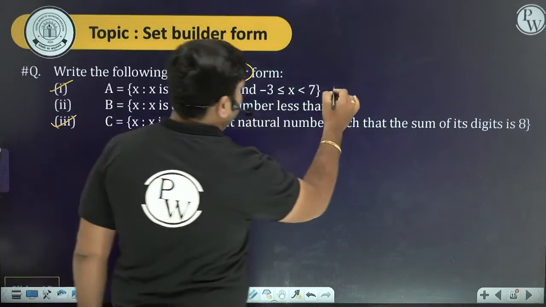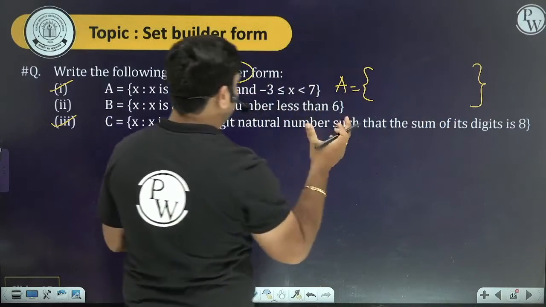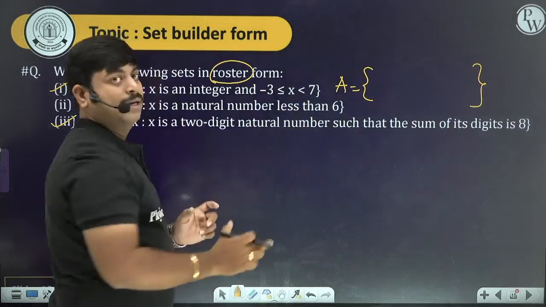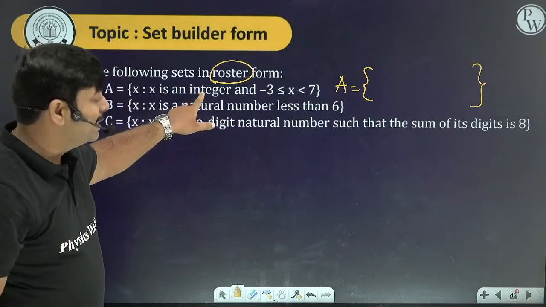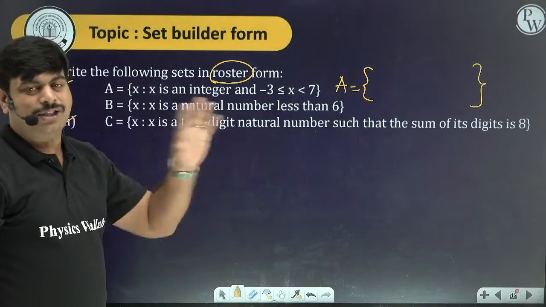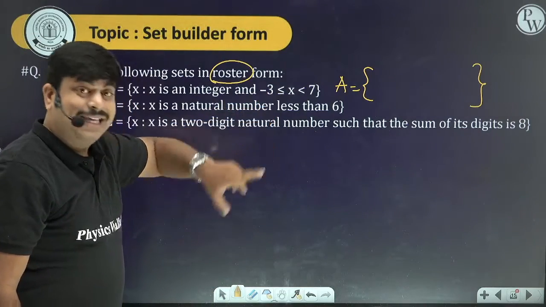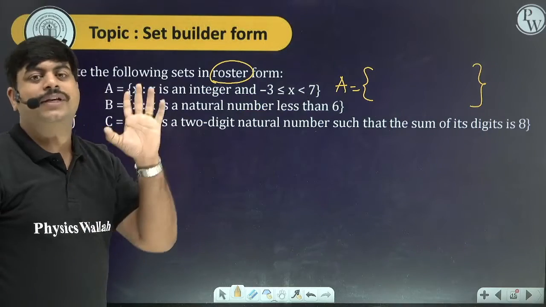So I can write A is equal to, so tell me what are all the elements that I can bring between minus 3 and 7, as well as they are integers. Not whatever numbers you want. Don't take all the rational, irrational, no, integers. So it starts with minus 3. Can I include minus 3? Yes, we can include. Why?